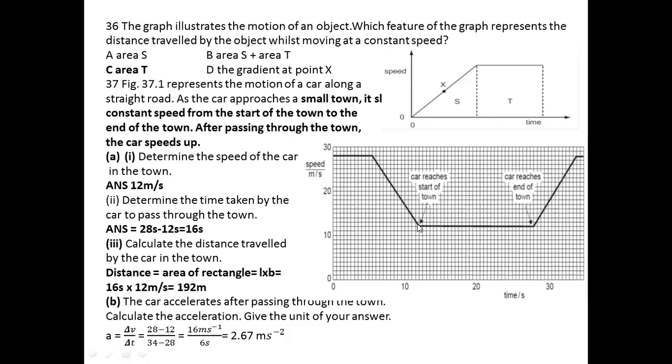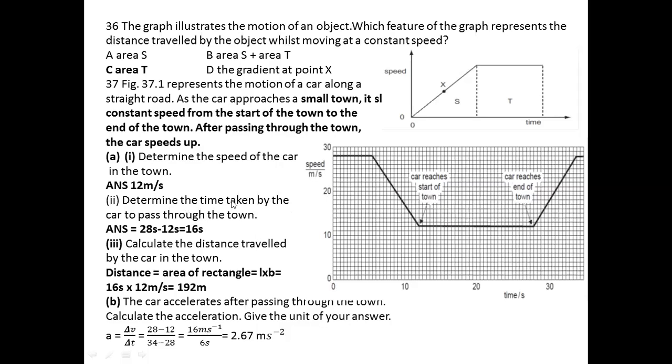It is 12. From here, it is shown the car reaches the start of the town. So over here is the speed with which it enters the town, and that is equivalent to 12 meter per second. Over here, two boxes are equivalent to 1 meter per second. So the answer is 12 meter per second.